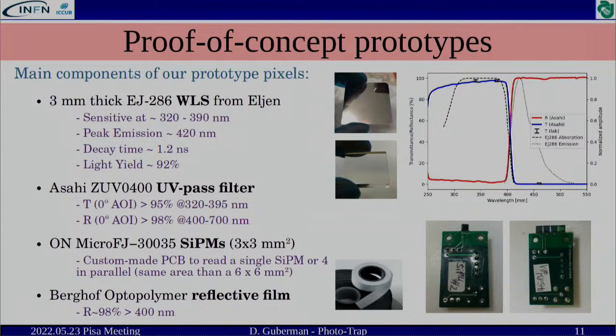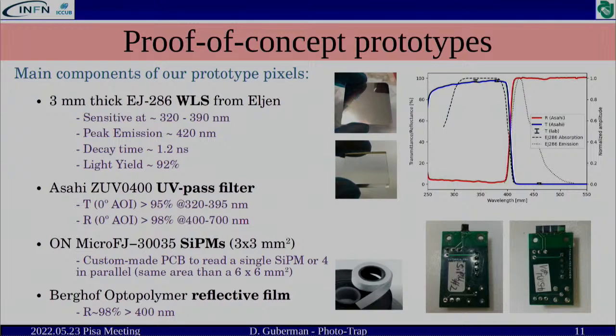Its peak absorption is in the blue. It absorbs in the near UV, as I said. And we were lucky to also find a commercial filter that matches very well the spectral characteristics of the wavelength shifter. So it has very high transmittance in the absorption band, above 95% above 320 nanometers, and very high reflectivity, above 98%, in the re-emission band of the wavelength shifter.